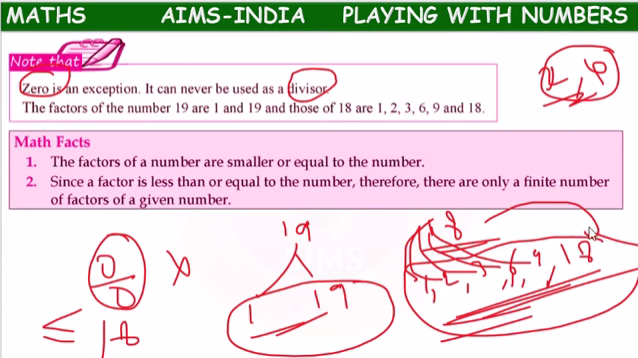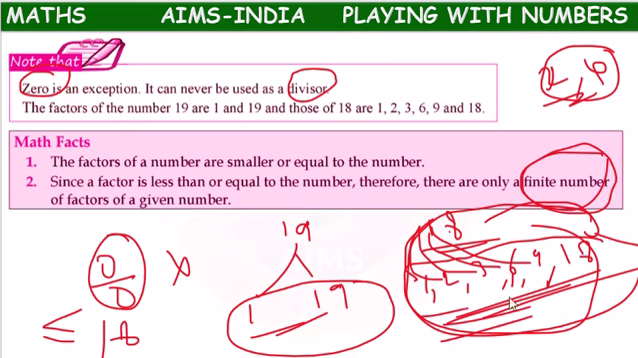So that's why the number of factors is countable, meaning finite. The number of factors of 18 is 6, only 6, so we can count them. Why are they finite? Because they are less than or equal to that number. That's why they are finite. Okay.